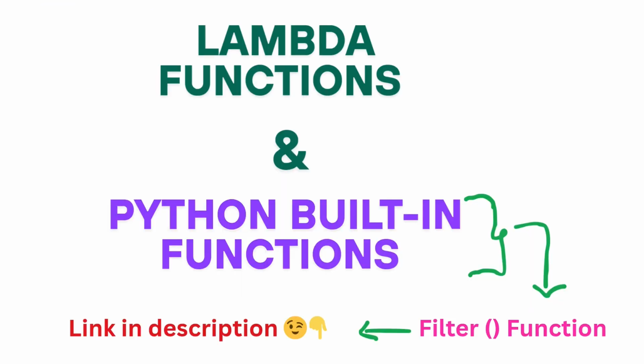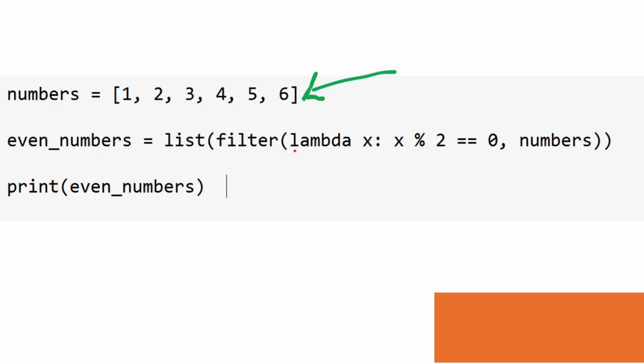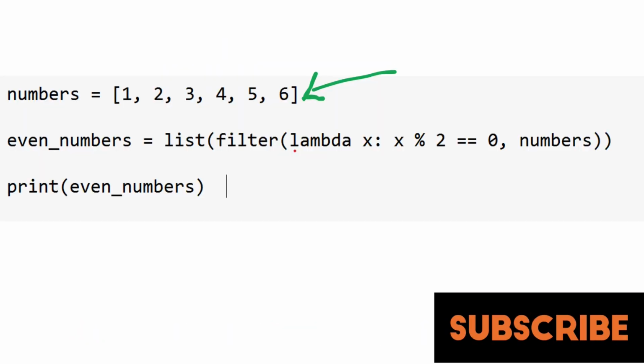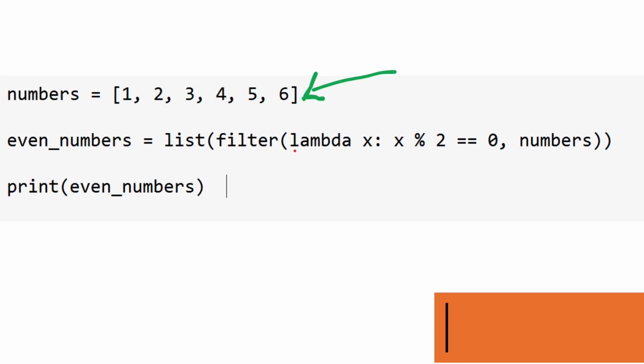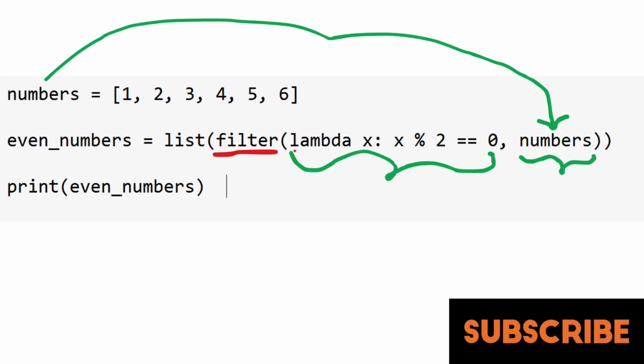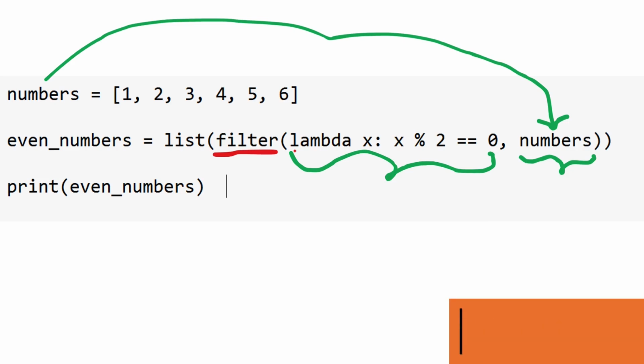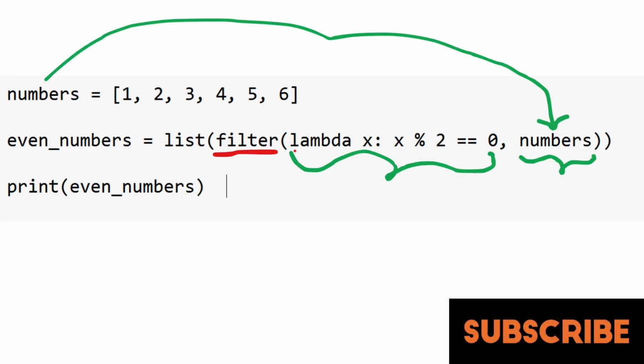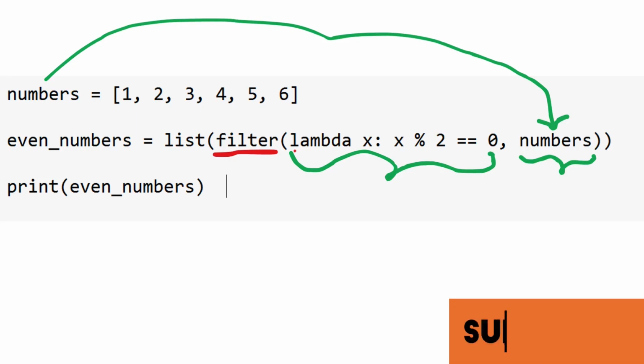Let's see another example where we can use our lambda function along with built-in functions of Python. Here we are going to take the filter function. I have already discussed the filter function in one of the videos. If you have not watched it, I suggest you watch it and come back. The link is in the description. In this program, we have a list named numbers, which has numbers from 1 to 6. Inside the filter function, it naturally takes two arguments: one is the function which returns true or false, and the other is the iterable, like a list. For the iterable, we pass this numbers list.